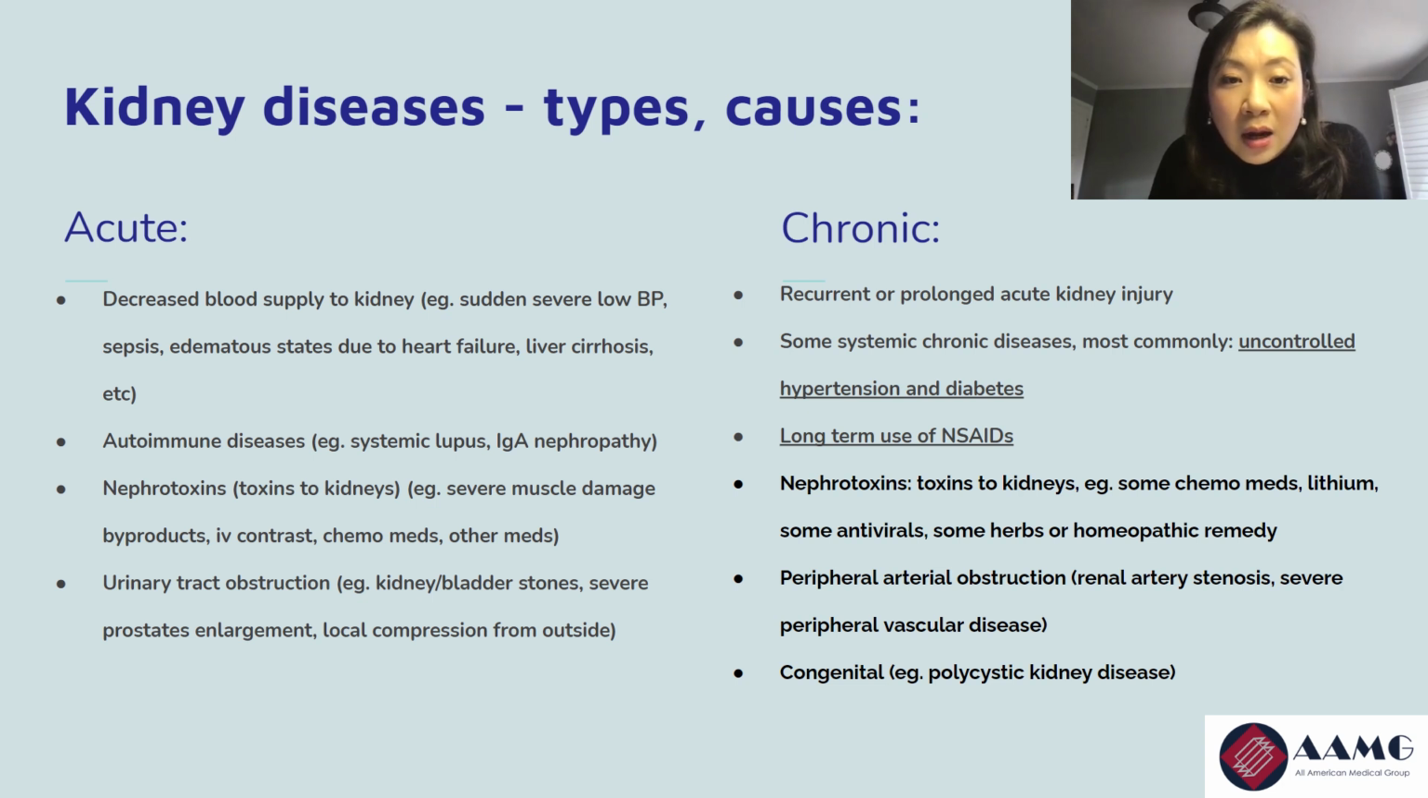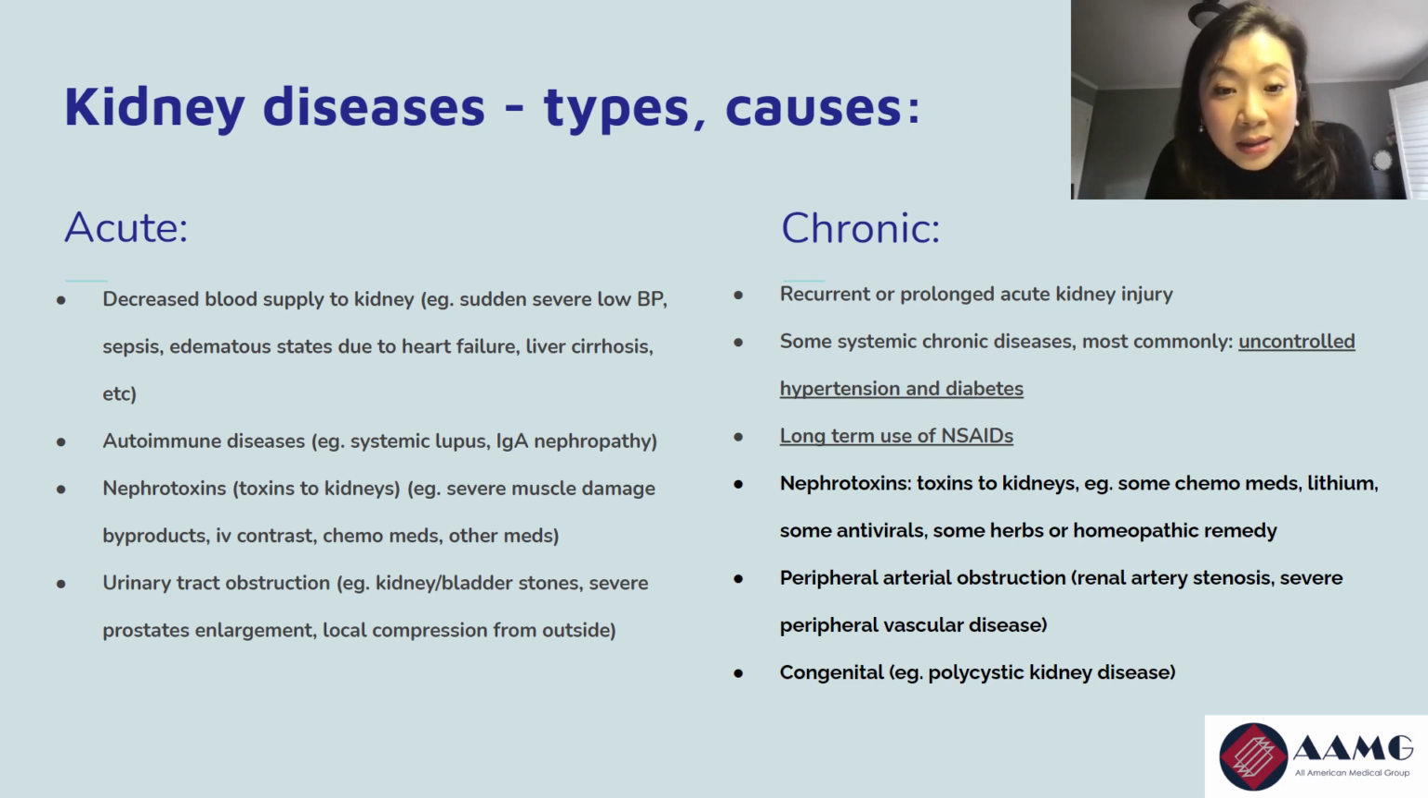A large cause for acute kidney injury is decreased blood supply to the kidneys. If the blood flow to the kidneys decreases for various reasons, kidney function is going to decrease acutely. There are also autoimmune diseases. We usually hear people talking about systemic lupus or IgA nephropathy, which happens very commonly. These are also autoimmune diseases that can cause acute kidney injury.